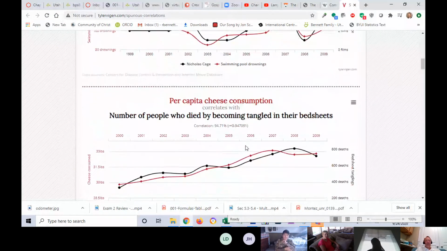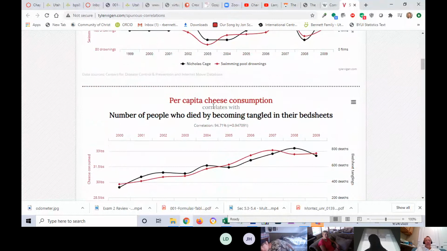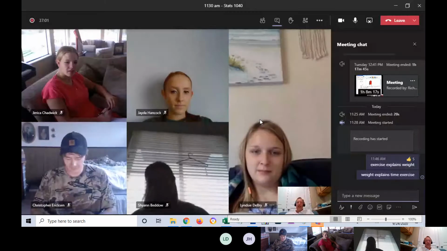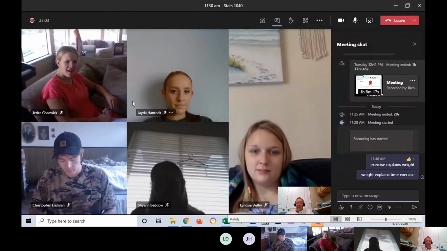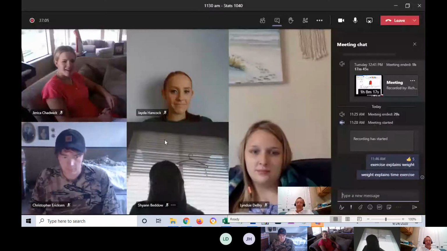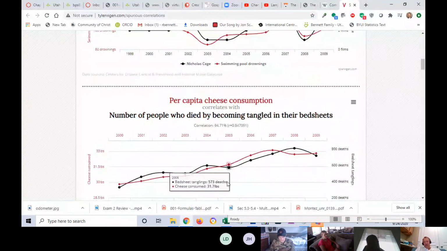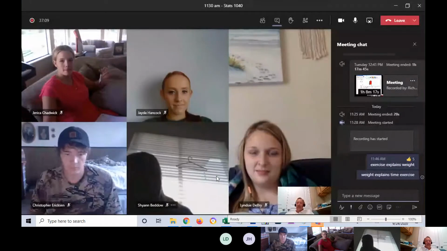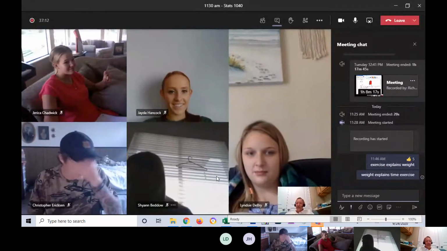How about this one? This is a good one. Per capita cheese consumption and number of people who died becoming entangled in their bed sheets. Do you think that those are related? Apparently they are, and there's a correlation right there, right? Don't eat cheese, Jerica, or you're going to die in your bed sheets.